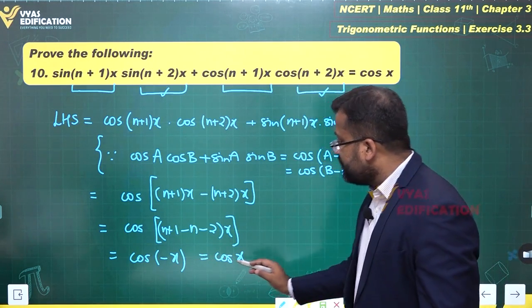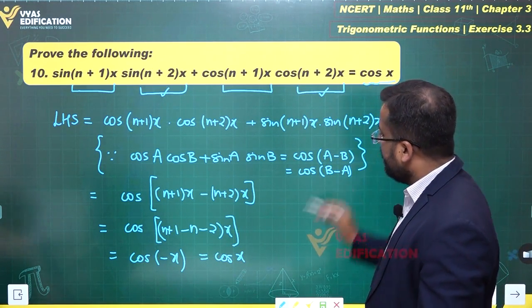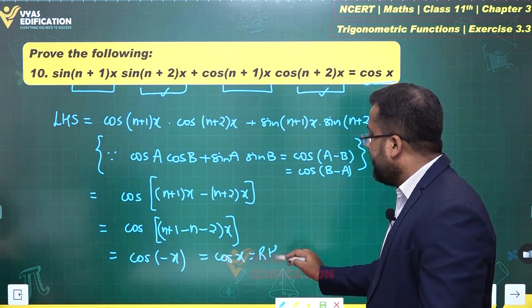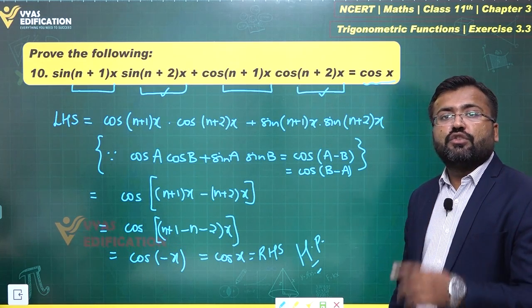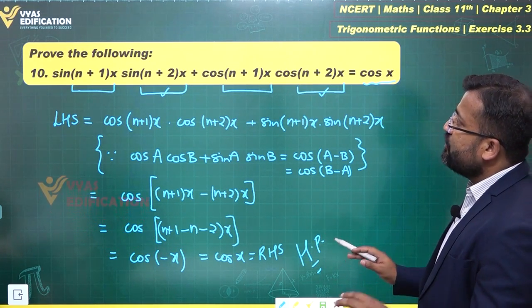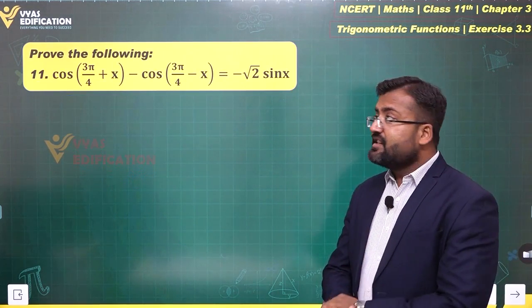So cos minus x is also equal to cos x, and yes, that is something which you required. This is my RHS, and that's the complete proof of this question over here. Is that all? Yes, that is all in this question. Let's discuss this question next.